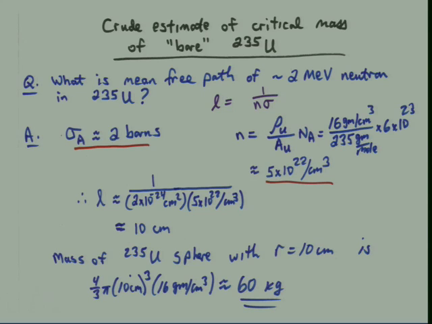And if I have a sphere that's 10 centimeters in radius, you can calculate the mass, 4/3 pi r cubed rho. It's about 60 kilograms. Okay, so to use U-235 as a nuclear fission weapon, you need a mass on the order of 60 kilograms. Okay? And notice that I'm assuming here I've got pure U-235. I'm assuming that all the uranium atoms are really U-235. So to make this work, you have to enrich the uranium.